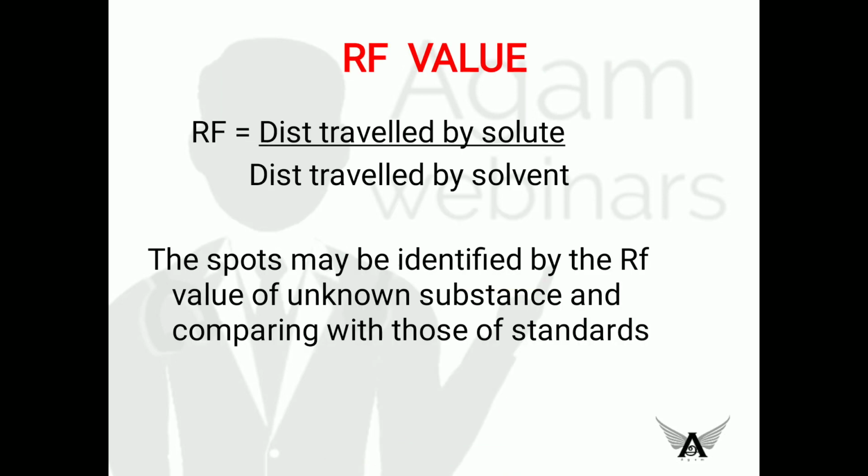Moving on to the RF value. RF is the ratio of fronts. It is nothing but the ratio of distance traveled by the solute to the distance traveled by the solvent. For a particular substance, the RF is constant, and the spots may be identified by comparing the RF of the unknown substance with the standard substances. When we know the standard substance's RF value, we can compare it with the unknown substance and identify what that unknown substance is.